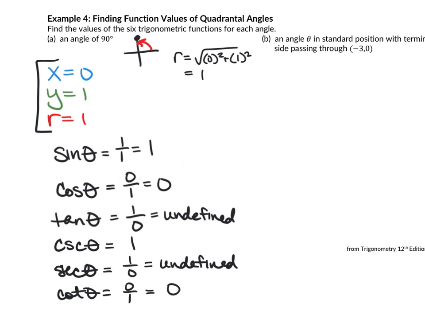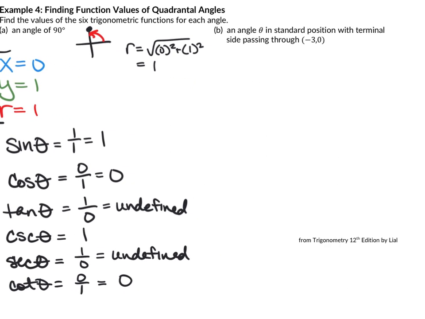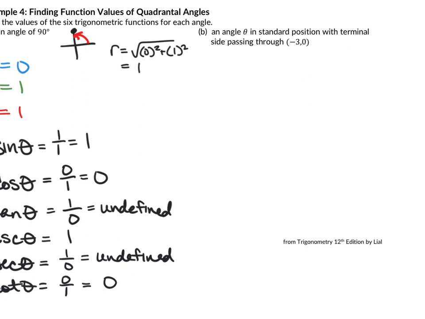Cool. I'll help you get started with B, and then I'm going to let you finish it. It says do the same thing. Find the 6 trig functions for an angle in standard position with a terminal side passing through -3, 0. If we think about what that looks like, if you have a coordinate point -3, 0, 1, 2, 3, this is -3, 0. So it's on one of my axes. It's on the x-axis, but on the negative side.